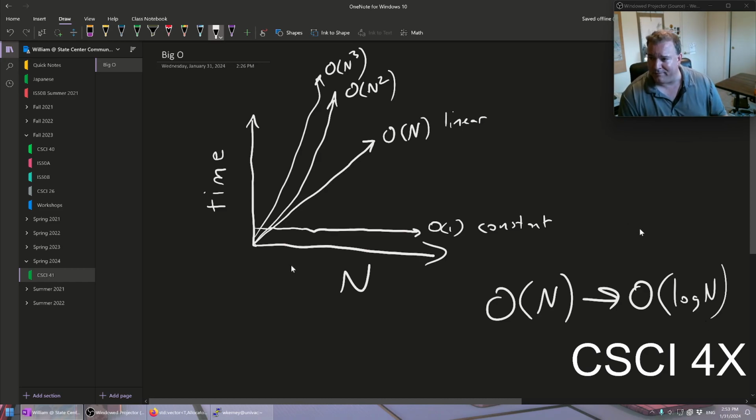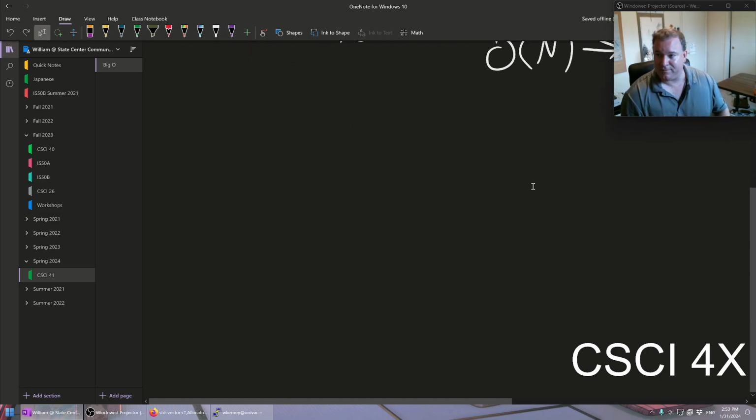Okay, so is that better? Which one's faster, do you think? Order n or order log n? A lot of students have no conception of what that means. What does log n mean? So let's go over logarithms real fast.